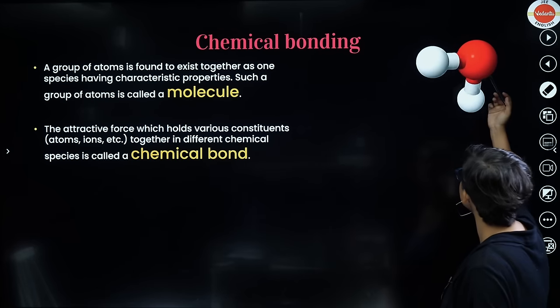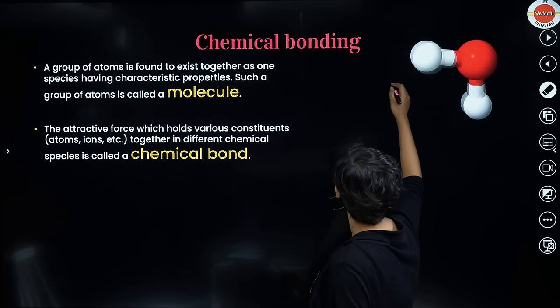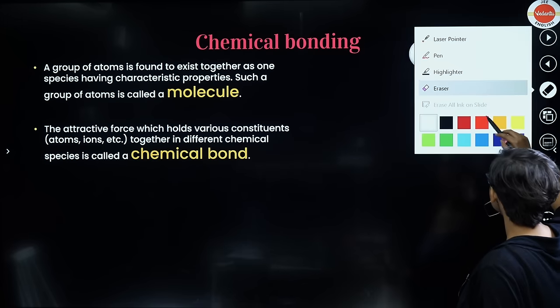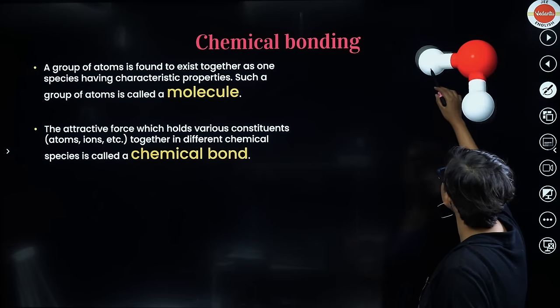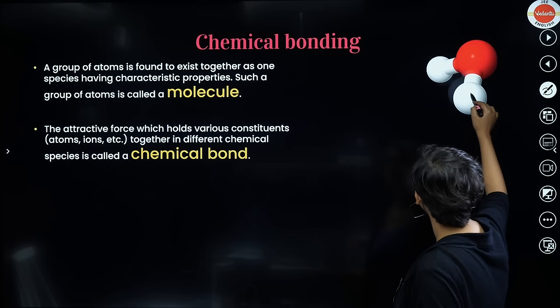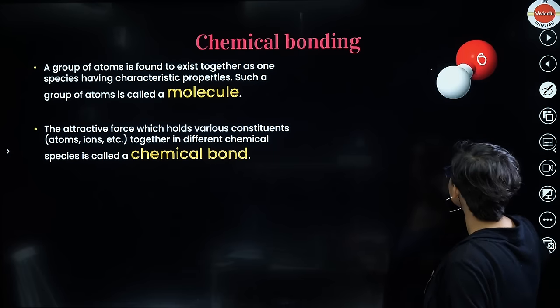Now let's take a look at it. My dear students, let's say this is the molecule of H2O. These white ones are your hydrogen, and the red one is your oxygen, okay?